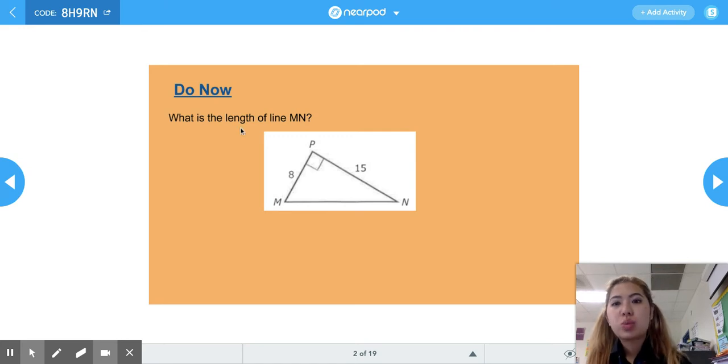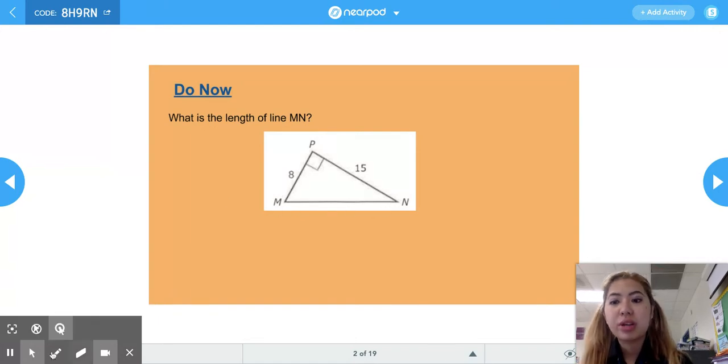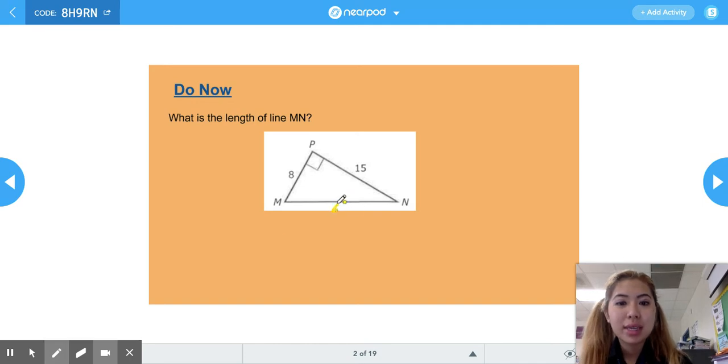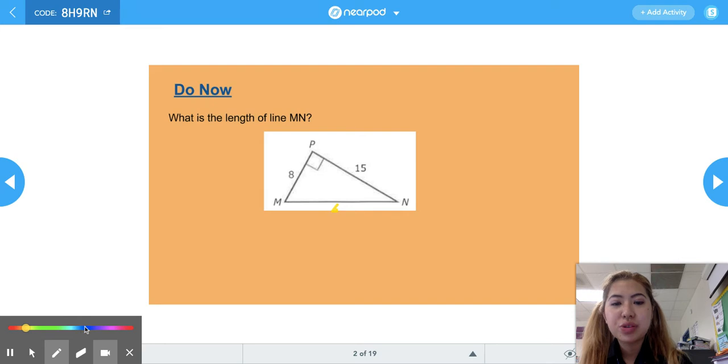Our do now reads, what is the length of line MN? So line MN right here is this longest side on this right triangle. So we know that side is our hypotenuse. So I'm going to go ahead and label that side C. Then I'm going to label the other two sides.